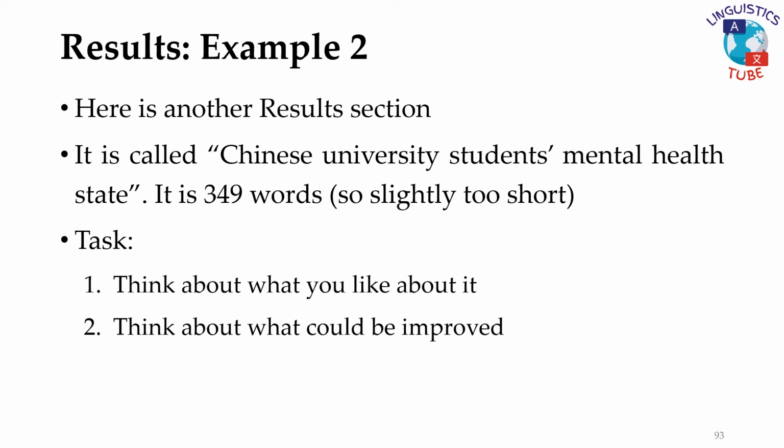Here is the second results section that we'll look at. It is from the same academic article whose methods section we already saw: Chinese university students' mental health state. This results section is 349 words, which is just under my recommended word range. However, that is only a recommendation, so there is nothing inherently wrong with this, as long as it feels complete and detailed. Please pause the video after I read it, and carry out the same 2 tasks as before.